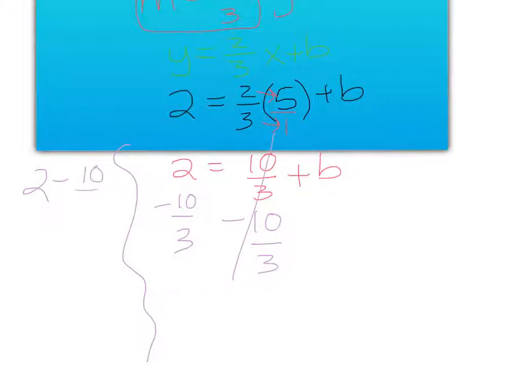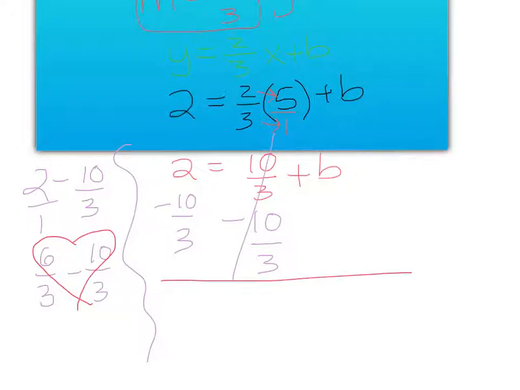So, if I move over to my blank space over here, I end up doing 2 minus 10 over 3. What do I need when I subtract fractions? I need a common denominator. So, 2 over 1, if I multiply the bottom by 3 and the top by 3, now I'm looking at 6 over 3 minus 10 over 3. What do I get for b? Well, 6 minus 10 gives me a negative 4 over 3 equals b.